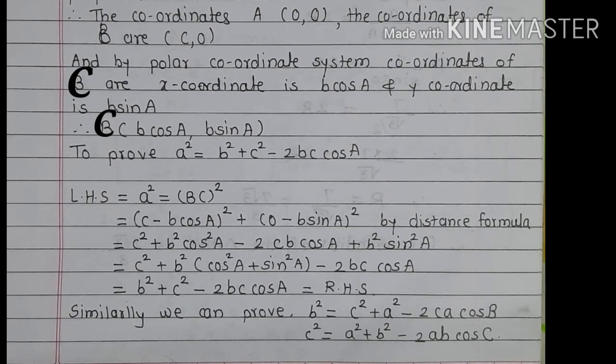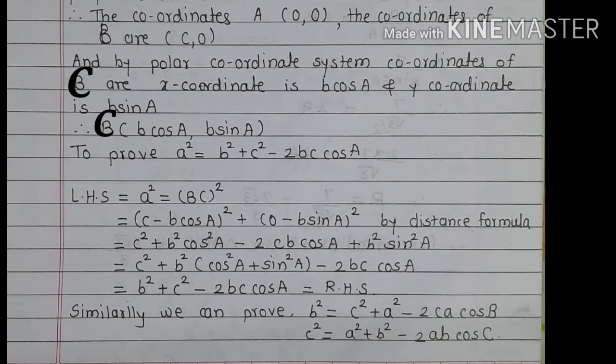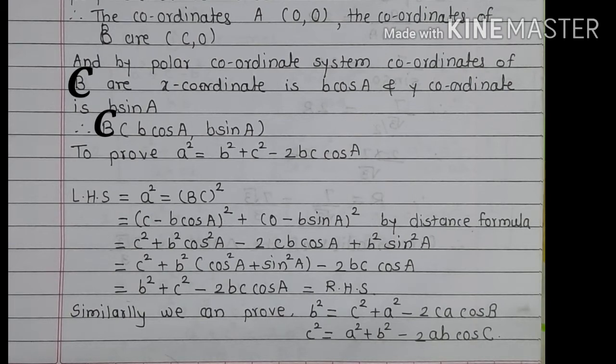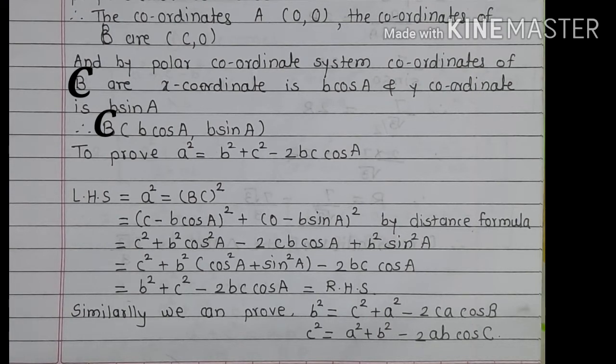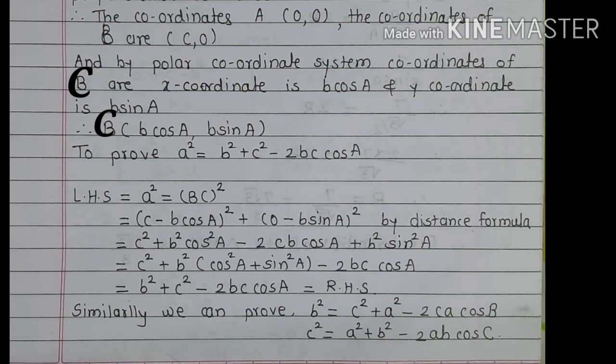By using the square formula, we get c square plus b square cos square A minus 2bc cos A plus b square sin square A. Taking b square common, we get c square plus b square into bracket cos square A plus sin square A minus 2bc cos A. But what is the value of cos square A plus sin square A? It is 1. Therefore, we get b square plus c square minus 2bc cos A, which is our right hand side, and hence the cosine rule.